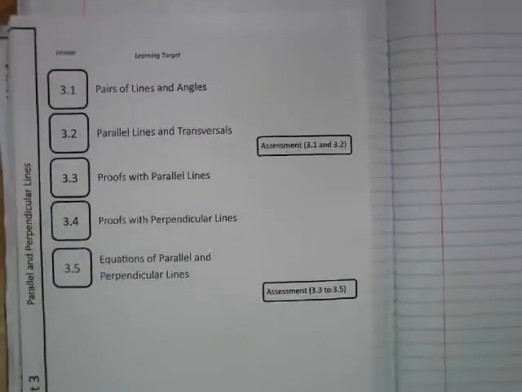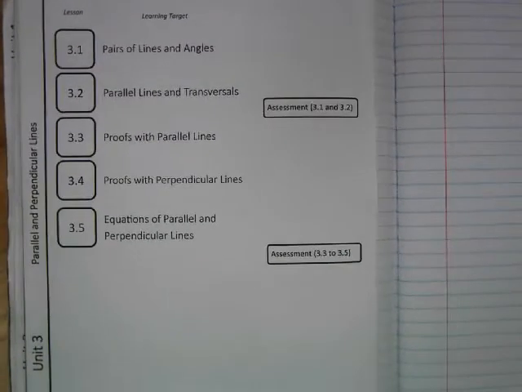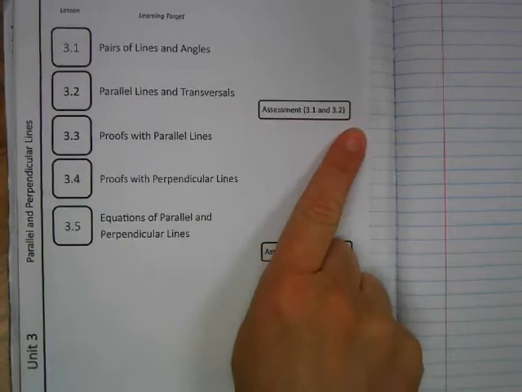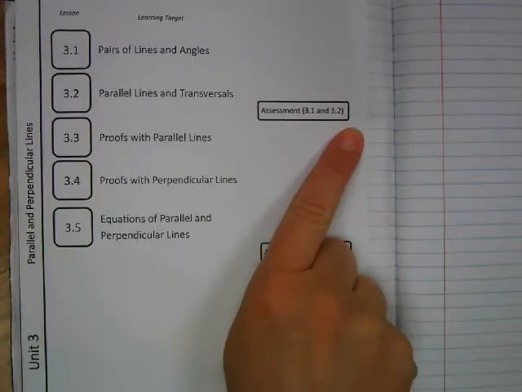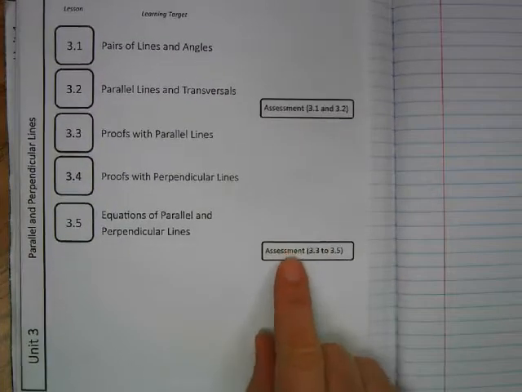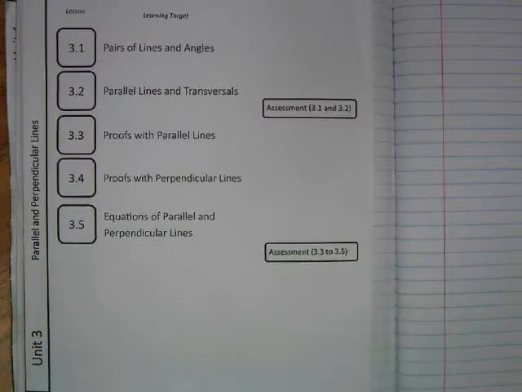So you'll see that there are 5 sections in this chapter. We're going to have an assessment after the first 2 sections, 3.1 and 3.2. And then after we complete 3.3 to 3.5, we'll have our second assessment.